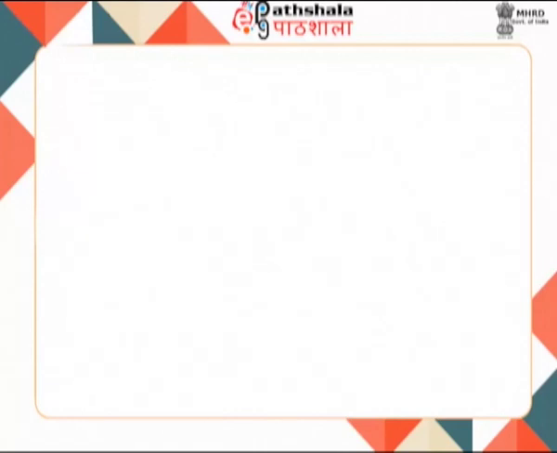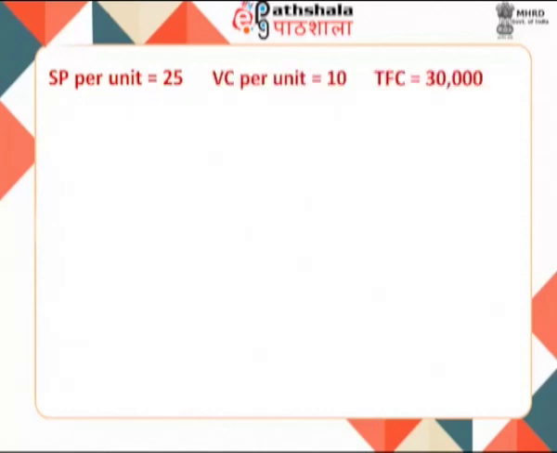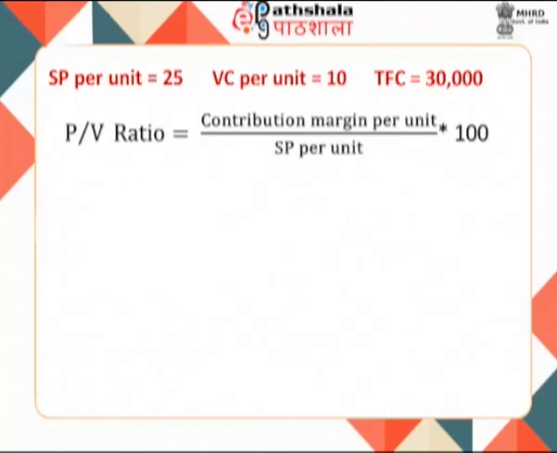For example, let us assume that a firm manufactures and sells a single product with the given information. Selling price per unit is equal to Rs 25, variable cost per unit is equal to Rs 10, total fixed cost is equal to Rs 30,000. Contribution sales ratio or PV ratio is equal to contribution margin per unit divided by selling price per unit, whole multiplied by 100, which is equal to (25 minus 10) divided by 25, whole multiplied by 100, which comes out to be 60%.